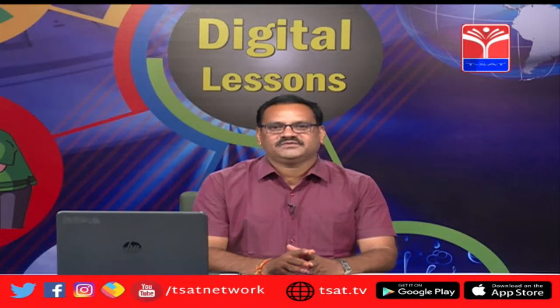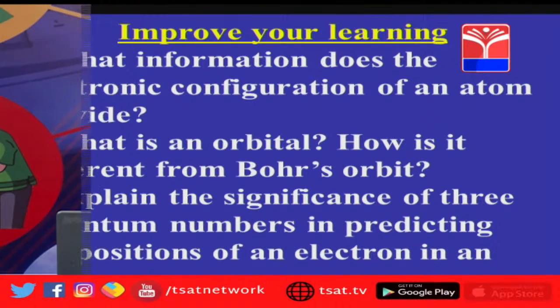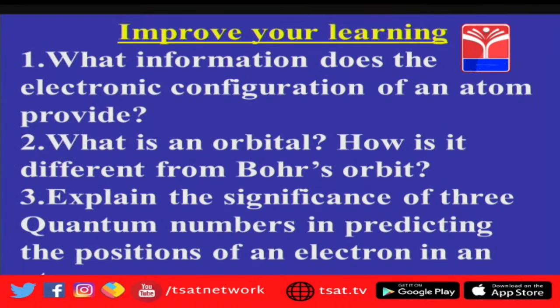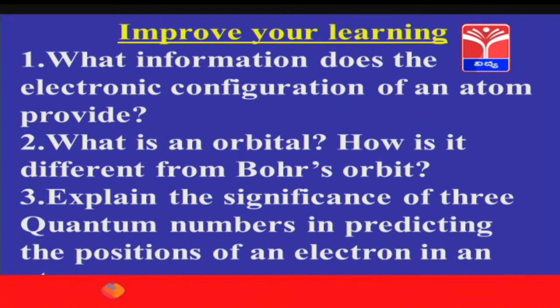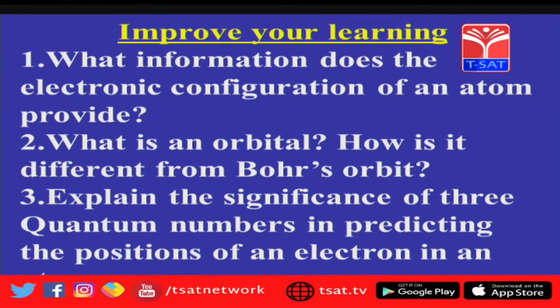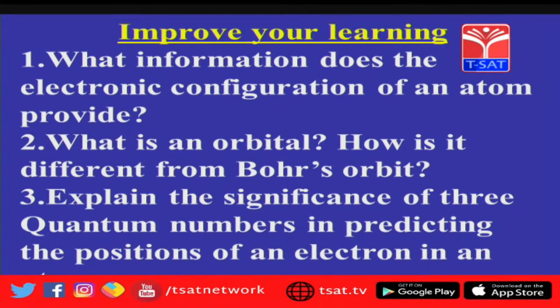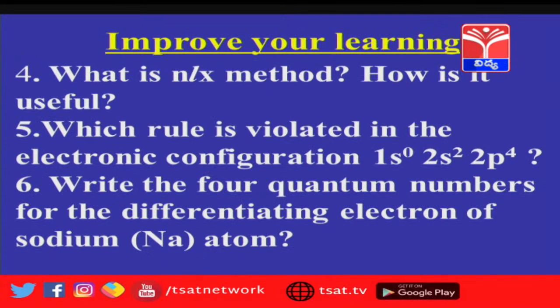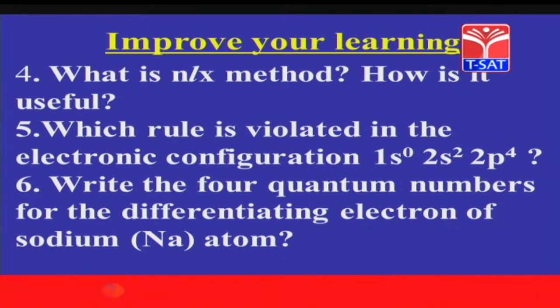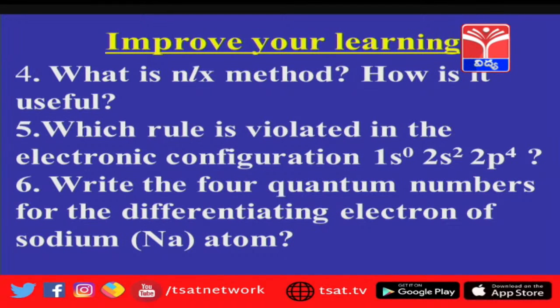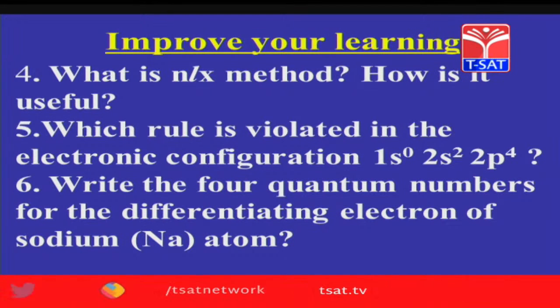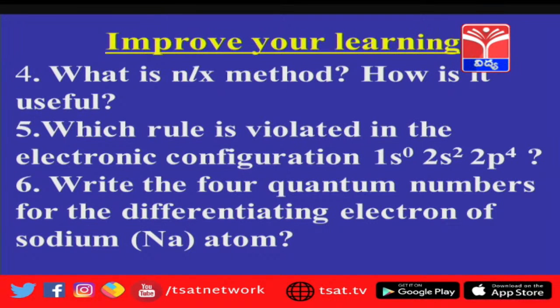Children, try to answer the following questions and improve your learning. What information does the electron configuration of an atom provide? What is an orbital? How is it different from Bohr's orbit? Means write the difference between the orbit and orbital. Explain the significance of 3 quantum numbers in predicting the position of an electron in an atom. What is the NLX method? How is it useful for you? Which rule is violated in the electron configuration 1s0, 2s2, 2p4? Write the 4 quantum numbers for the differentiating electron of sodium atom.